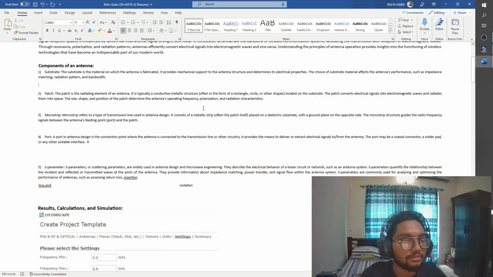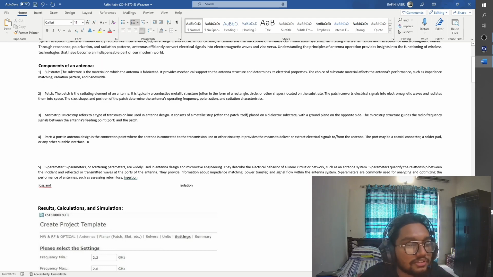First, let's talk about the substrate. The substrate is the material on which the antenna is fabricated. It provides mechanical support to the antenna and we have to choose it carefully since impedance matching, radiation pattern and bandwidth are dependent on the substrate.